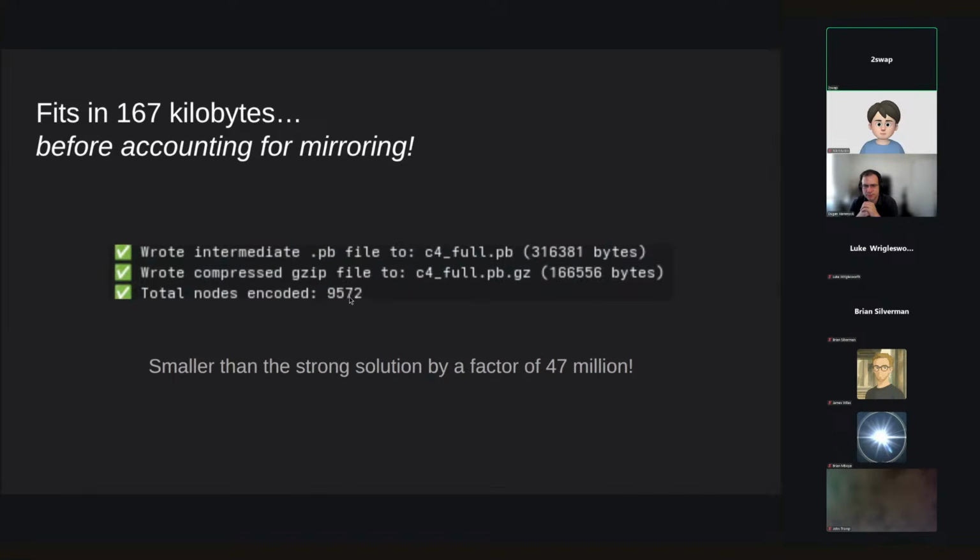Compressing everything, serializing the data so you have the information all stored flat so you can read from it, you get 300 kilobytes. Compressed, you get 167 kilobytes. Of course, this is a total apples to oranges comparison, but that's a 50 millionth of the strong solution size, so quite small.